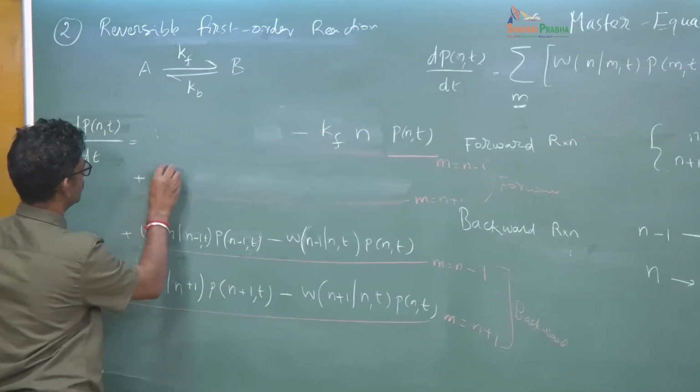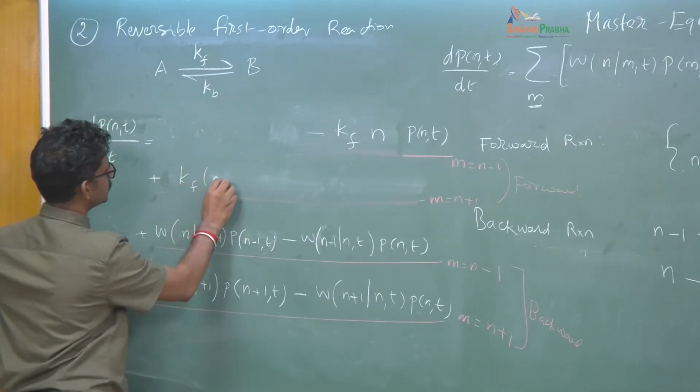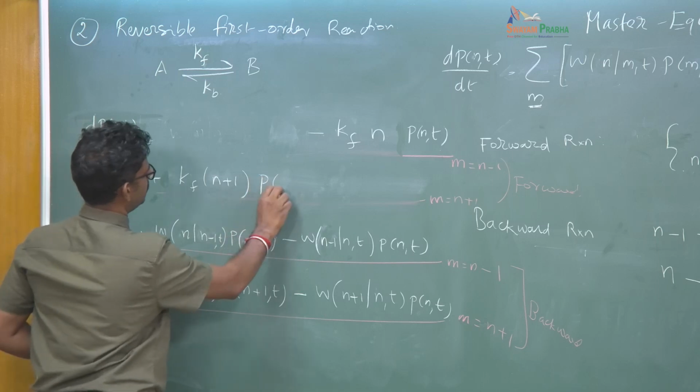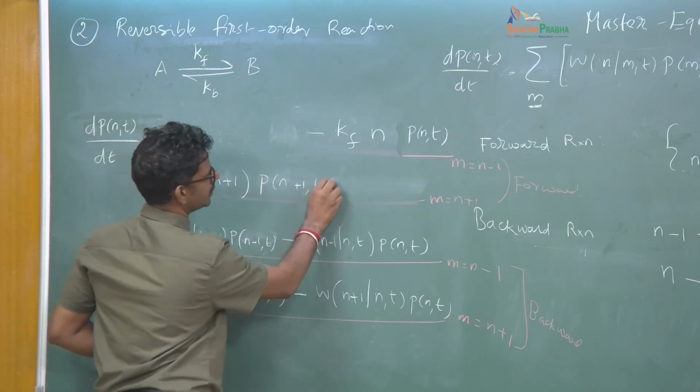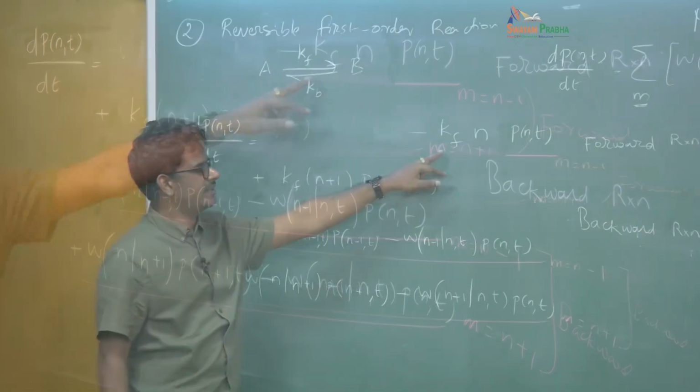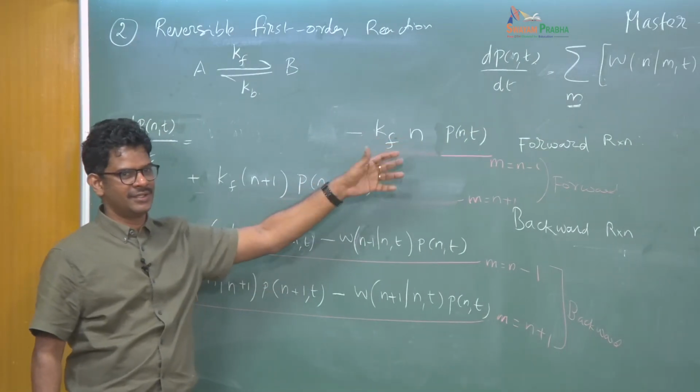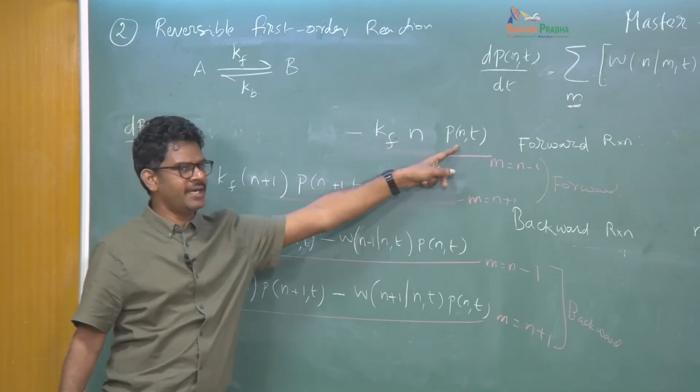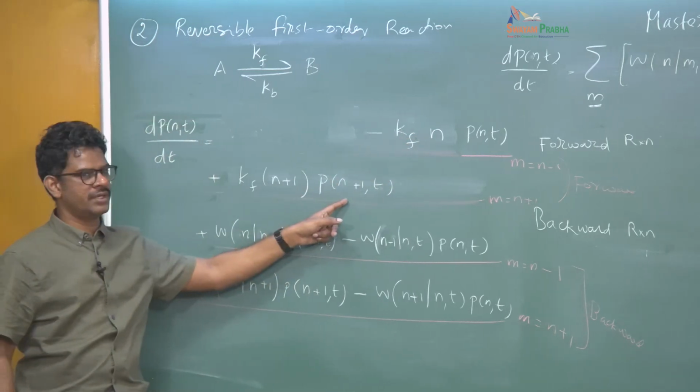k of n plus 1 p of n plus 1 comma t. Okay, so what we are saying is we identify all the intermediate states affecting the process, substitute all that, and then see which ones are actually going to survive and which ones are not. You could have directly written these two, because you know that forward reaction means being at n it will decay, being at n plus 1 it will get created.